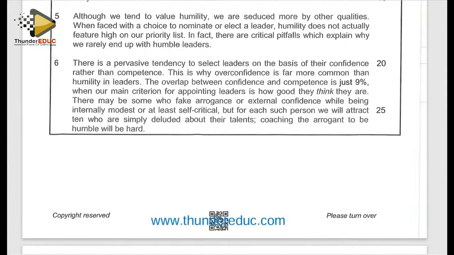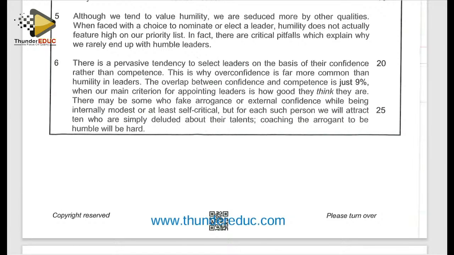There is a pervasive tendency to select leaders on the basis of their confidence rather than competence. This is why overconfidence is far more common than humility in leaders. The overlap between confidence and competence is just 9%, when our main criterion for appointing leaders is how good they think they are. There may be some who fake arrogance or external confidence while being internally modest or at least self-critical. But for each such person, we'll attract 10 who are simply deluded about their talents. Coaching the arrogant to be humble will be harder.